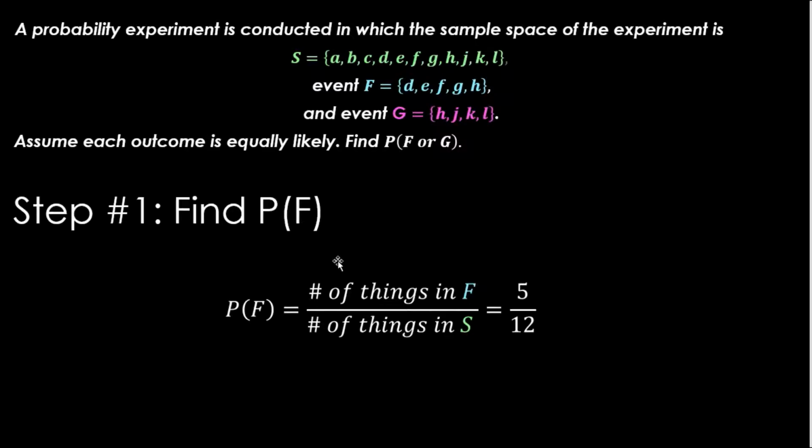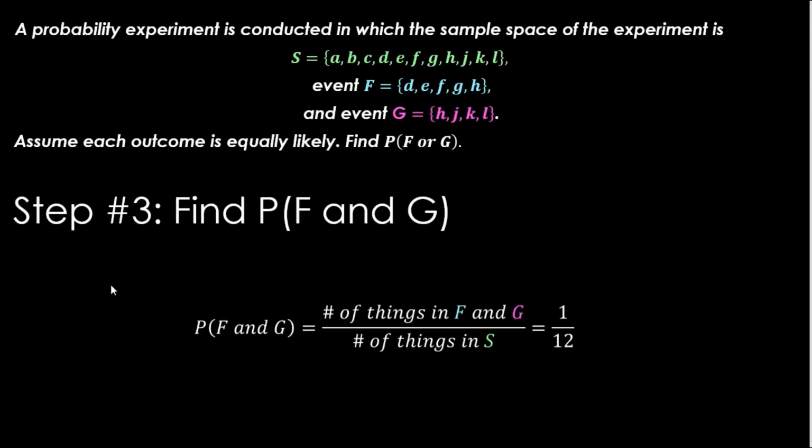To get a concrete idea of what we're doing, think of our sample space S as being a bag filled with the letters A through L. P of F is the probability of randomly picking a letter out of this bag and getting one of the letters that are in F: D, E, F, G, or H. So the probability of F is equal to the number of things in F divided by the number of things in S, which is equal to 5 over 12. Similarly, we also find P of G. P of G is equal to the number of things in G divided by the number of things in S, which is equal to 4 out of 12.